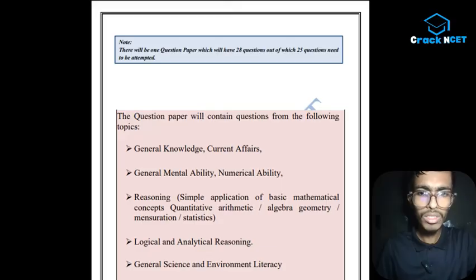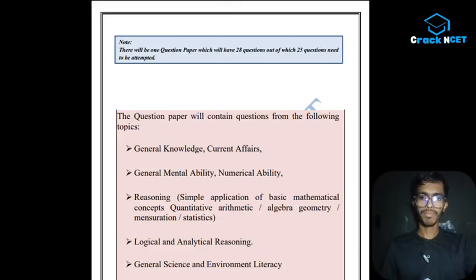So this is a detailed syllabus. Under general test, you will have general knowledge, current affairs, general mental ability, numerical ability, reasoning. Reasoning means simple applications of basic mathematical concepts: quantitative arithmetic, algebra, geometry, mensuration, statistics, logical and analytical reasoning, general science, and environmental literacy. So let's move on to the detailed syllabus discussion.